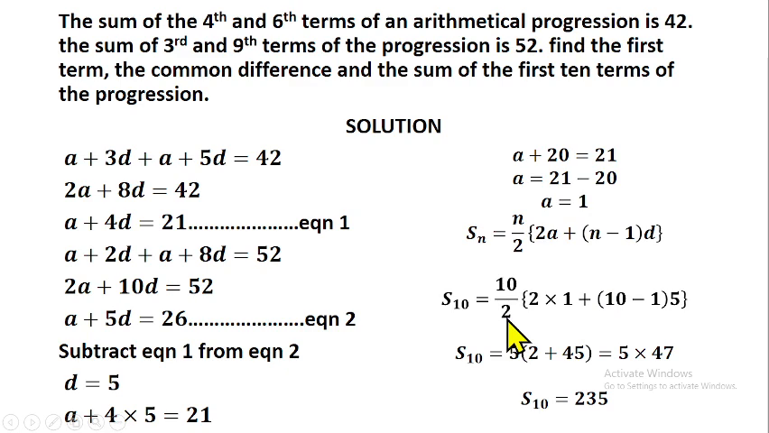So 10 divided by 2 will give us 5, into 2 times 1 is 2, plus 10 minus 1 is 9 times 5, that gives us 45. 45 plus 2 is 47, times 5. That gives us 235. So the sum of the first 10 terms of the progression is 235. So you can see the question and you can see how simple the solution is. Do we understand that?